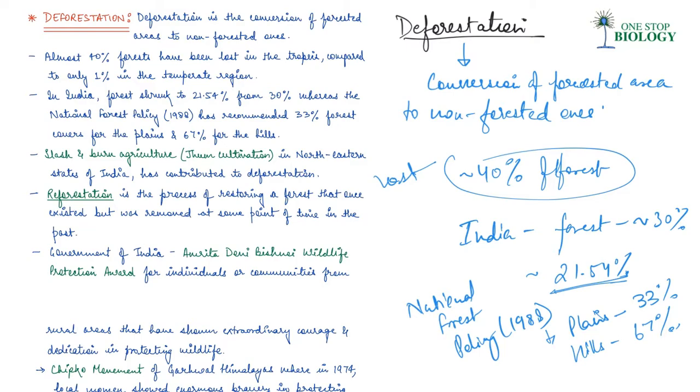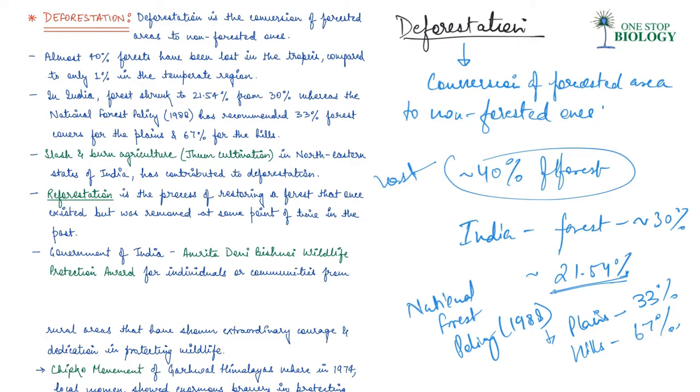Now, in earlier days, when jhum cultivation was in prevalence, enough time gap was given that the land recovered from the effect of cultivation. With increasing population, now what is happening is this recovery phase is basically gone, and now this is resulting into deforestation, right?